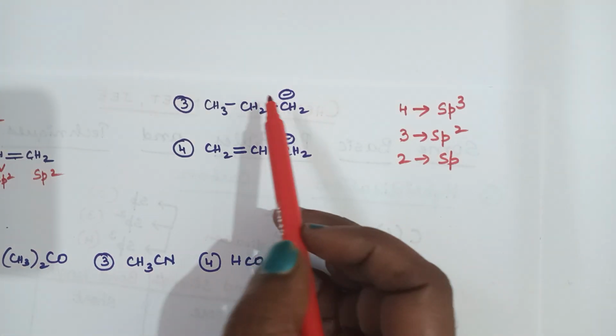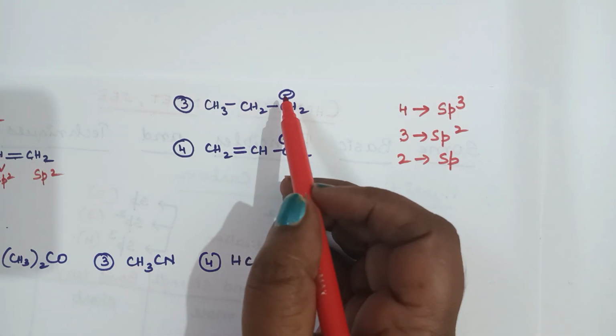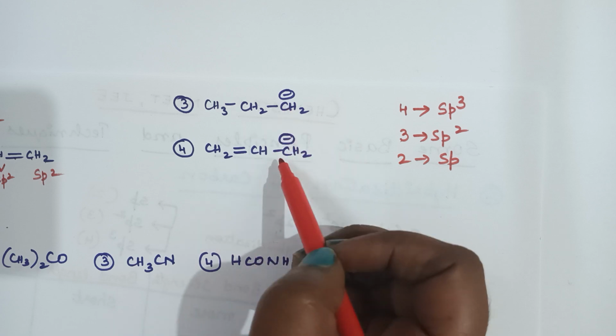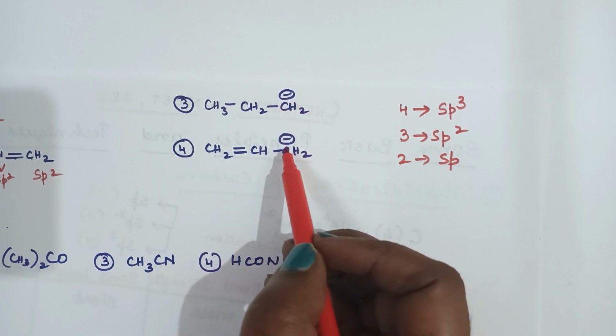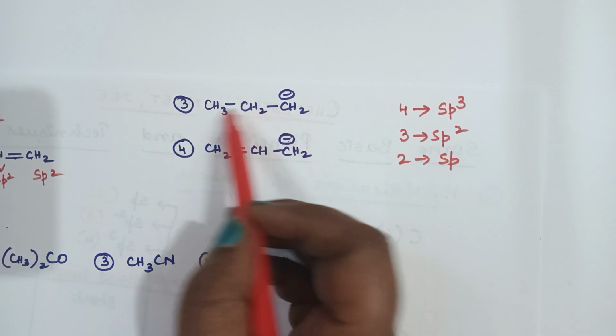Now, students, suppose a negative charge is present. How do we find hybridization in that case? Here what you have to do is, if a negative charge is present, that should be considered as a lone pair of electrons. Here see the difference. There is a negative charge and there is a double bond which is adjacent to this carbon. Here there is no double bond.